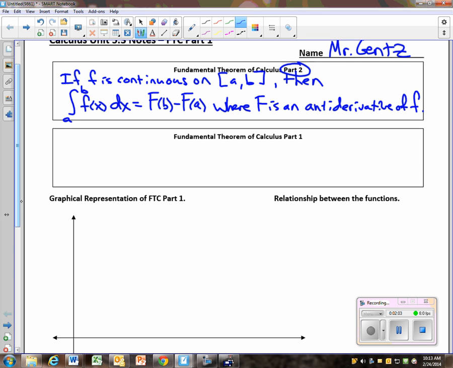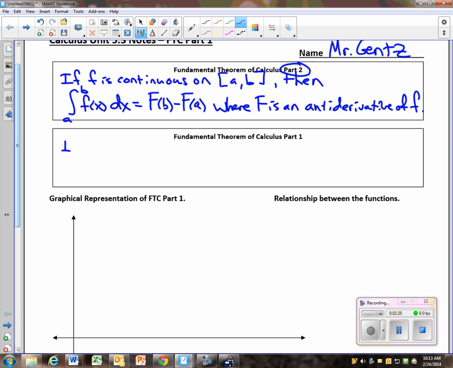But what does part one state? Part one is very important. It always gets lost in the shuffle. Part two is what everybody focuses on, but the first part is pretty neat. It's much more complex to understand, so you've got to focus. If you have questions, you've got to ask, otherwise we're not going to get this.